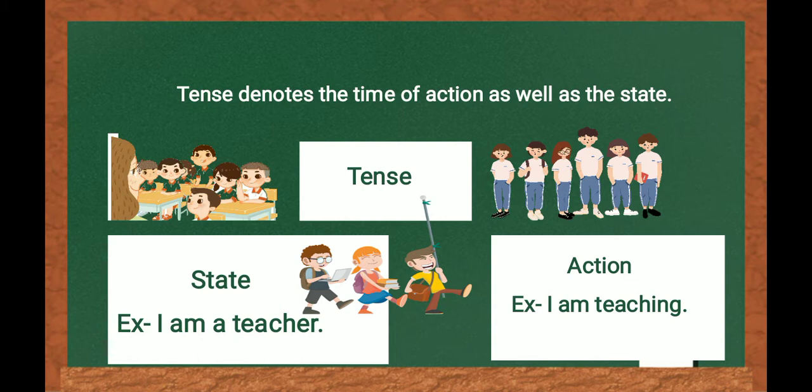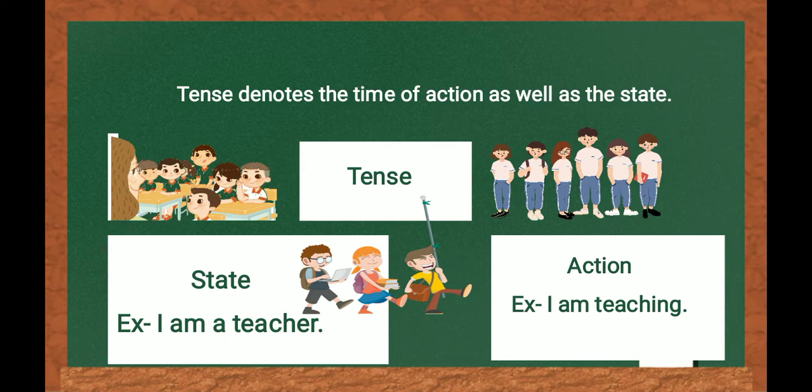In the first sentence, I write a letter, the verb is write, W-R-I-T-E. In the second sentence, I wrote a letter, the verb is wrote. And in the third sentence, I shall write a letter, the verb is shall write. That means three verbs are there: write, wrote, and shall write.